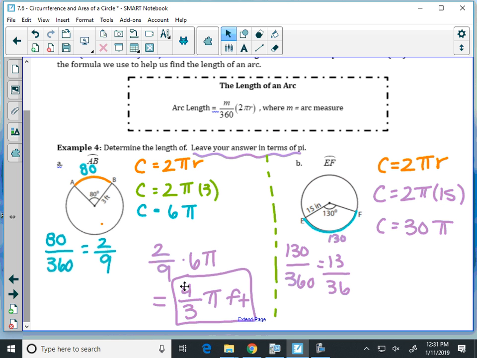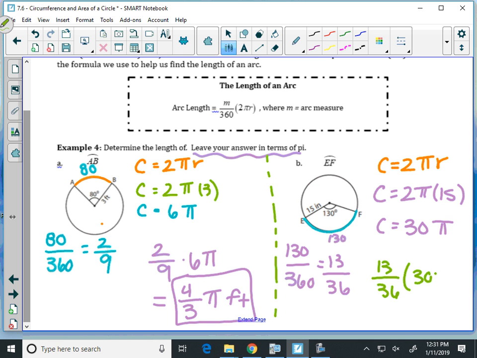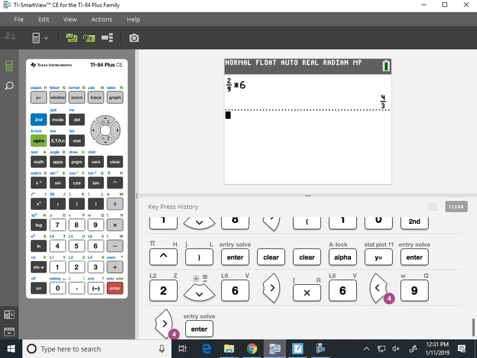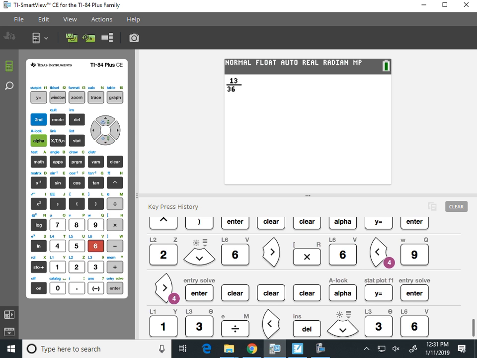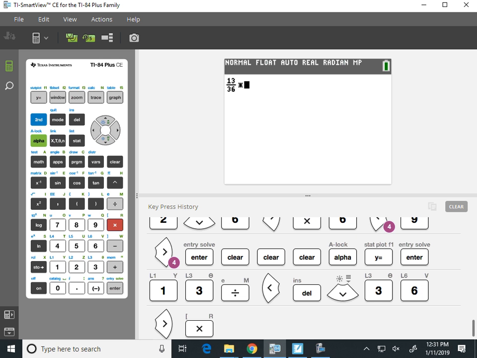Multiply them. Yeah, if this arc is 13/36 of the circle, it's going to be 13/36 of the circumference. So you multiply your fraction and your circumference together and then plug it in your calculator. When we do that, 13 over 36 times 30, and you get 65 over 6.